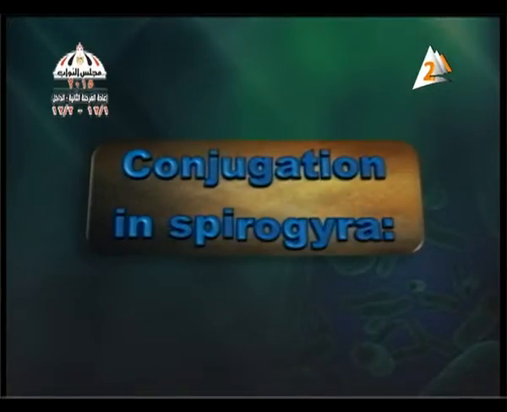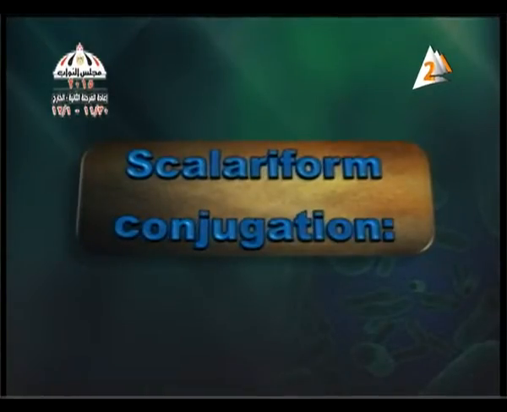Let's see an example of conjugation. We are going to talk about conjugation in Spirogyra. Spirogyra turns to conjugation on the advent of unsuitable conditions, so that happens in unsuitable conditions only. Actually, Spirogyra has two types of conjugation. Let's see the first type. The first one is called scalariform conjugation.